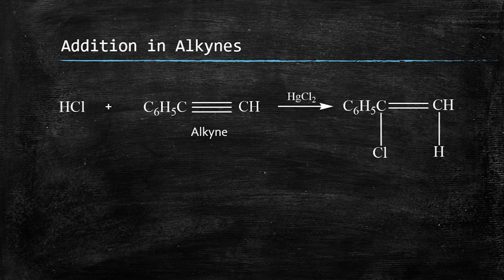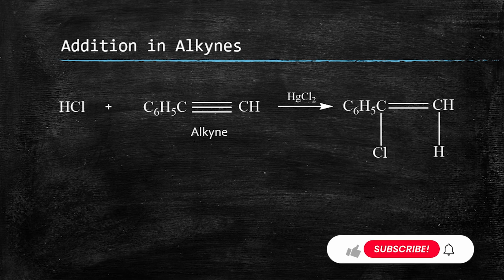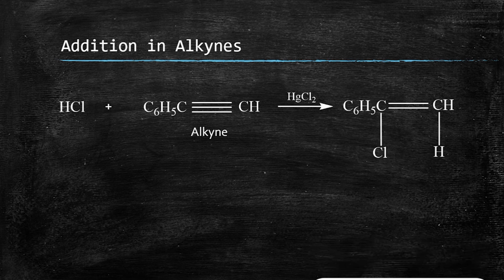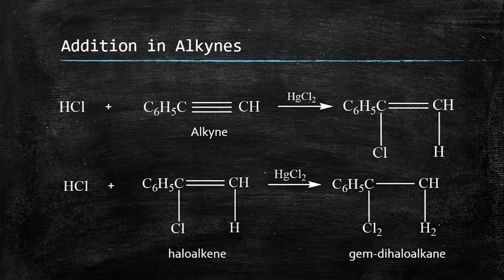Suppose we have hydrogen chloride and an alkyne in the reaction mixture, and mercuric bromide is a catalyst. Following Markovnikov's rule, hydrogen will go to the carbon already having one hydrogen, and chloride will go to the carbon having no hydrogen. This will result in the formation of haloalkene. Haloalkene will further react with available hydrogen chloride to form gem dihaloalkane. This step is also in accordance with Markovnikov's rule, as hydrogen will go to the carbon which has two hydrogens and is more electropositive, and chloride will go to the carbon which is more electronegative and holds one chlorine atom.